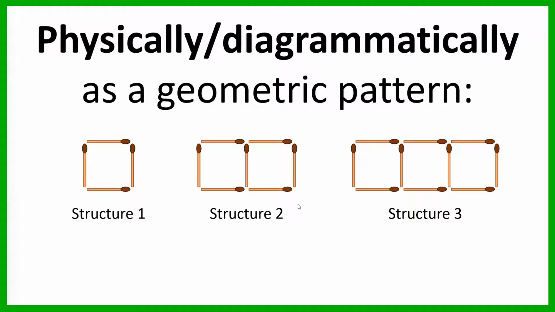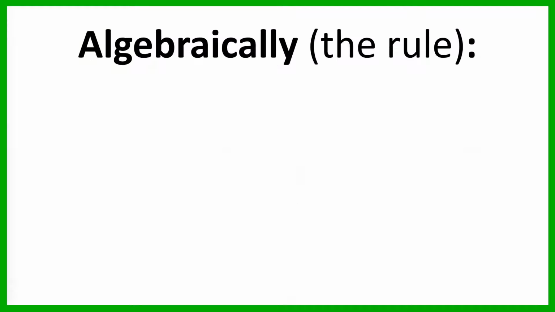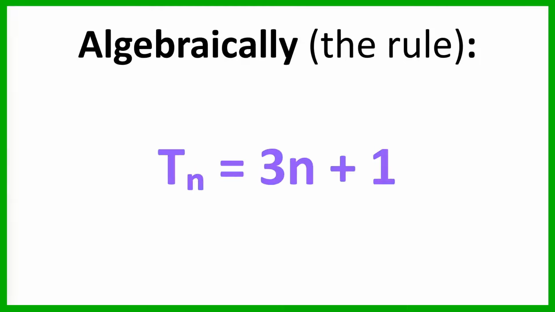Then it can also be represented algebraically, which is the rule. So that would be something like this. You have tn equals 3n plus 1. So here you've got tn. That is going to be the term value for a particular n value. If you haven't put in an n value, then it's just n. But if you put in an n value, so if you're trying to work out the value of the 10th term, then you'll replace the n over here with 10, and this will be t10. So t10 is equal to 3 times 10 plus 1, and so on.